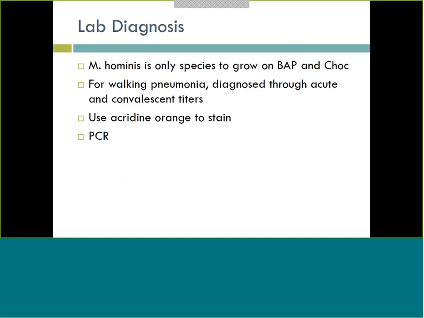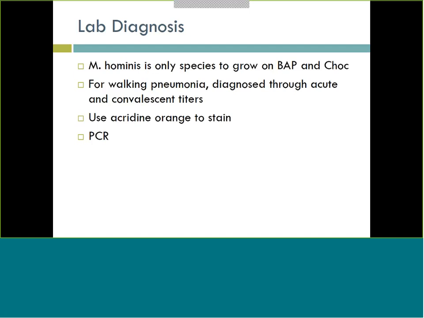So to diagnose, Mycoplasma hominis will grow in blood agar and chocolate, but the rest of them really won't grow. And again, if you go to gram stain it, it's not going to gram stain because there's no cell wall. So typically, we use a lot of PCR to diagnose this, so looking for DNA. If we suspect walking pneumonia, there's antibody titers that we can draw to look for the antibody to Mycoplasma pneumoniae.